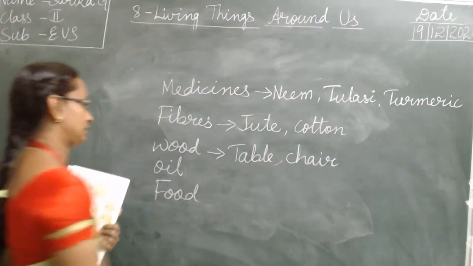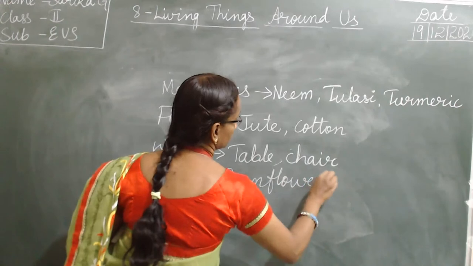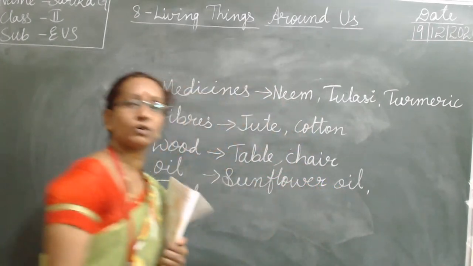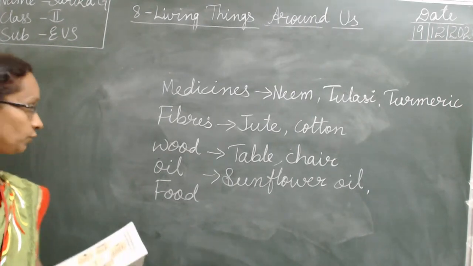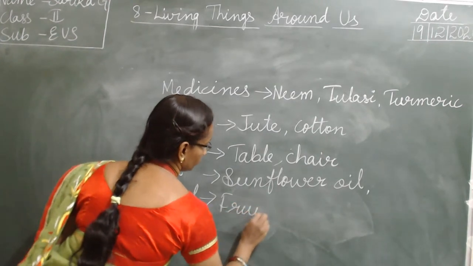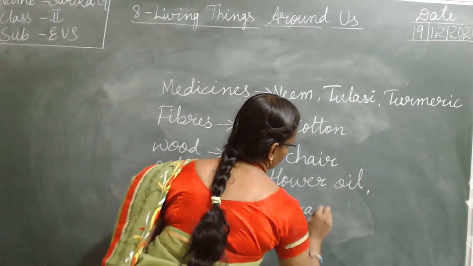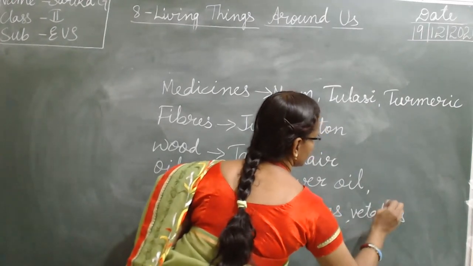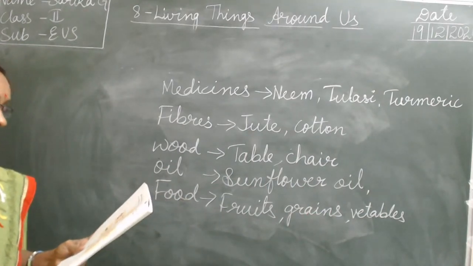Next, oil. Sunflower oil, coconut oil, groundnut oil, and so on. Next, food. In food: fruits, grains, vegetables, spices, coffee, tea, wheat, and so on.